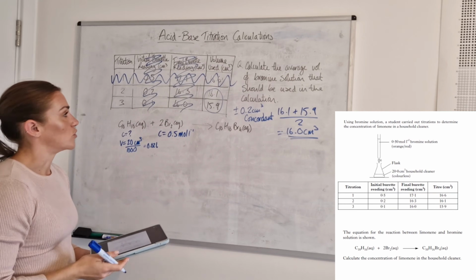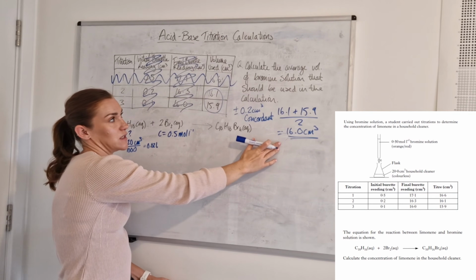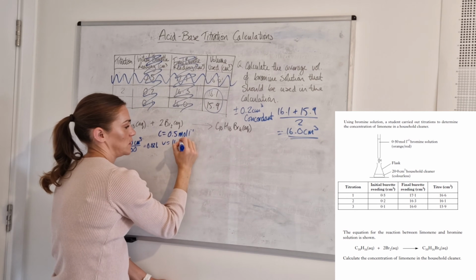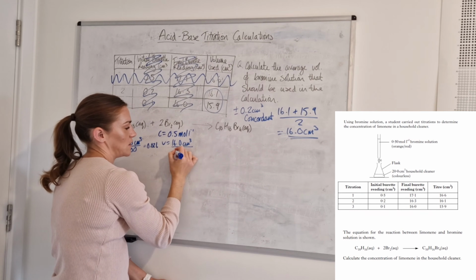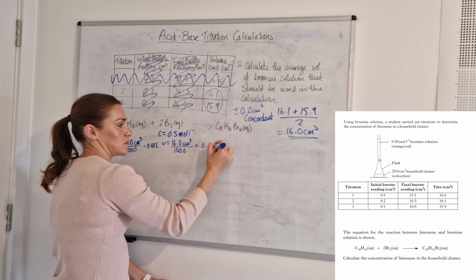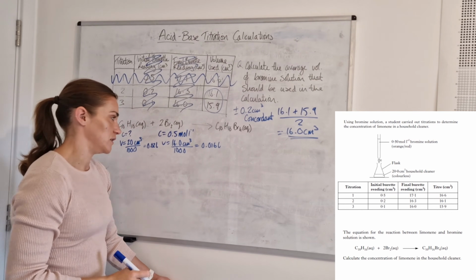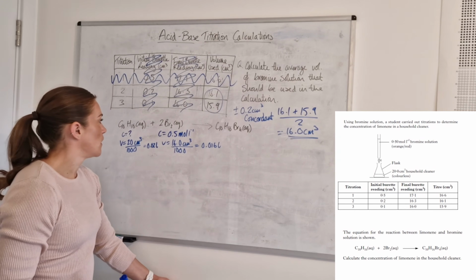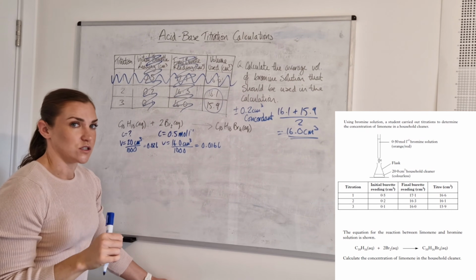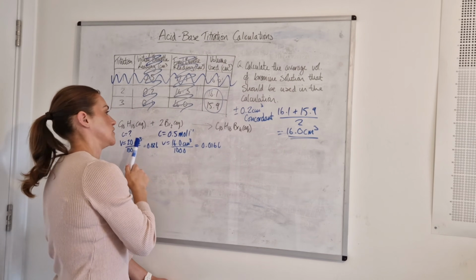The volume of bromine is what we actually calculated previously, so that's 16.0 centimetres cubed, but again we need to convert it into litres, so we need to divide by 1,000, so that becomes 0.016 litres.